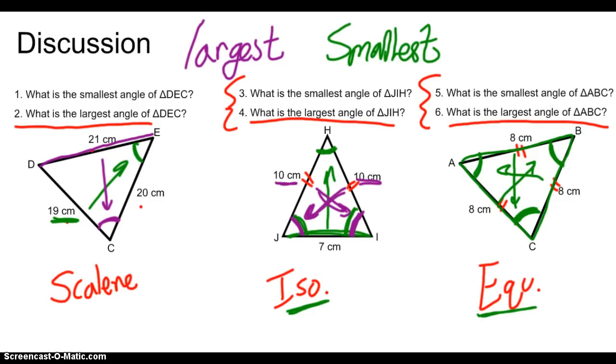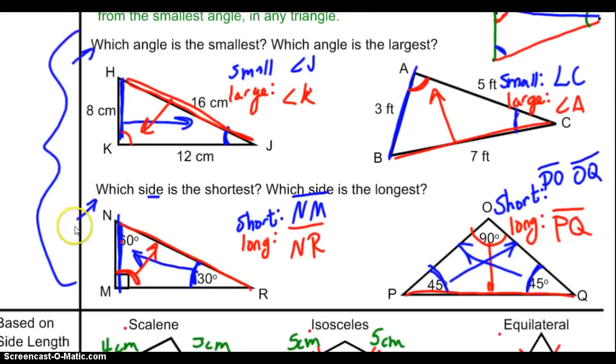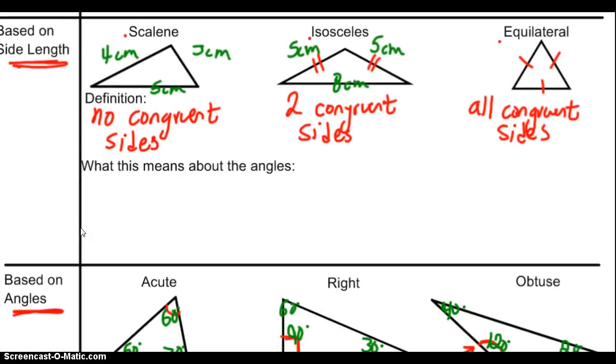Let's write this down on our note sheet. So we're back on our notes, and we've learned before that a scalene has no congruent sides, but now we can add something to that. From what we've learned, a scalene triangle also has no congruent angles.